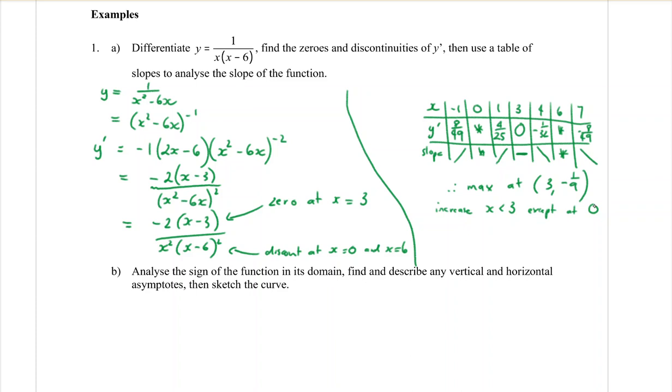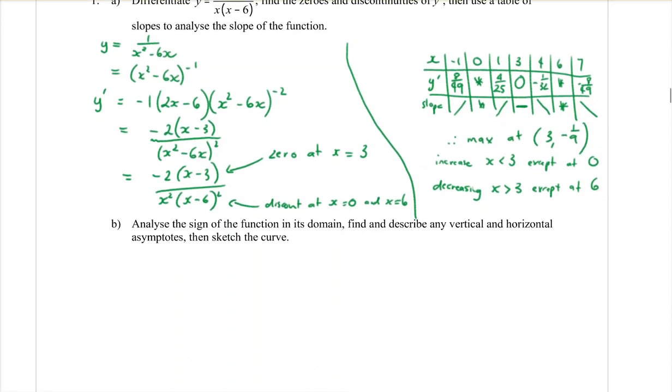Okay, and on the other side, what's happening? They're all negative gradients, so they're decreasing for all values of x that are greater than 3, except for what? 6. Except at 6, where that other asymptote got in the way. All right, good. That's part A.